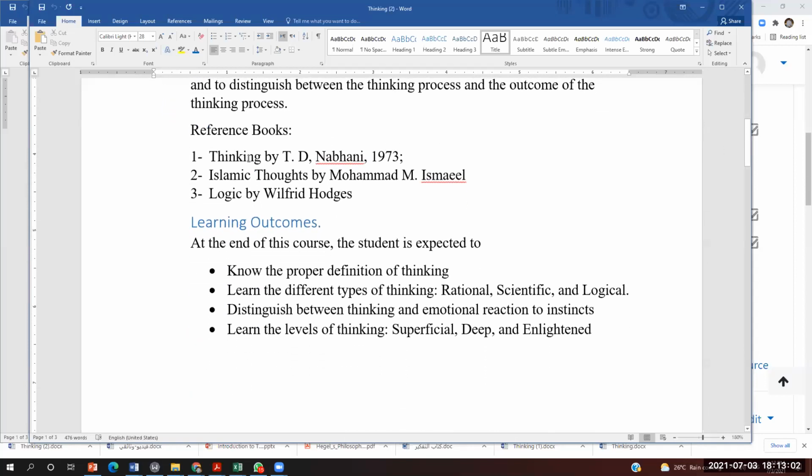There is a reference book by Sheikh Taqiyuddin Nabhani, authored in 1973. There is a book which I am trying to find the PDF for. It's called Al-Fikr Al-Islami, Islamic Thought. But this is very general, actually. It's not dedicated to thinking. Probably I will skip this. And there is a book called Logic by Wilfred Hodges. This one, I thought I had the link for that, but I will get the link and put it up.